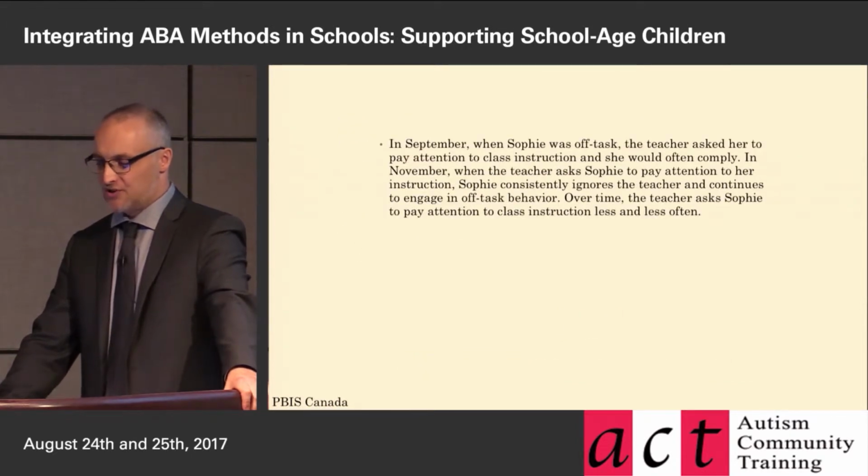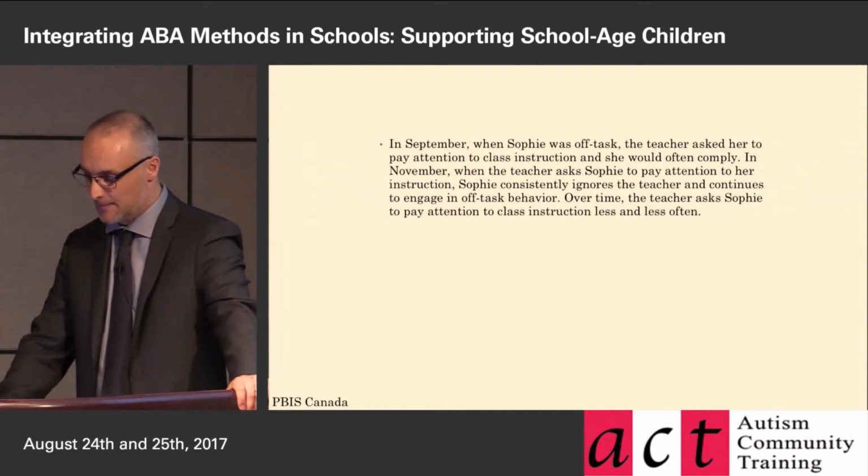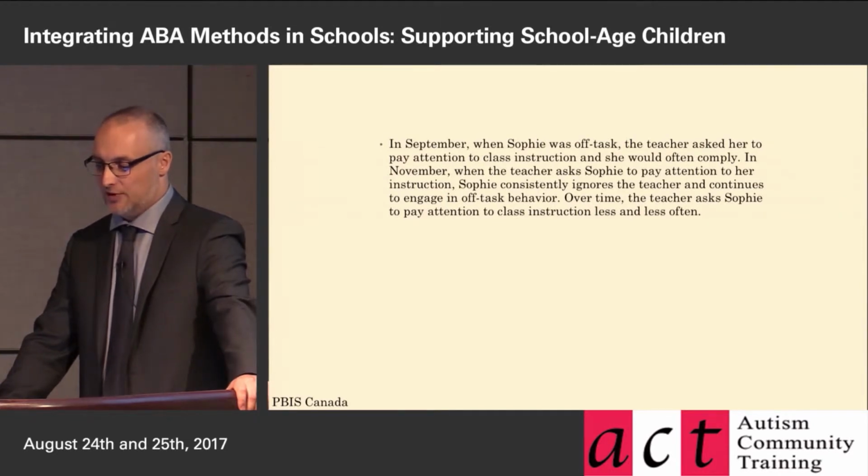In September, when Sophie was off task, the teacher asked her to pay attention to class instruction, and she would often comply. This follows on the heels of the last one. In November, when the teacher asks Sophie to pay attention to her instruction, Sophie consistently ignores the teacher and continues to engage in off-task behavior. Over time, the teacher asks Sophie to pay attention to class instruction less and less often. So we're talking about the teacher's behavior here of asking Sophie to comply.